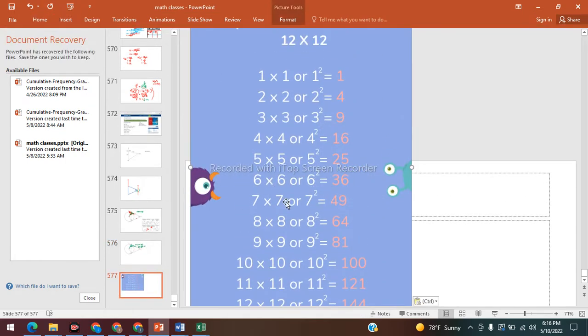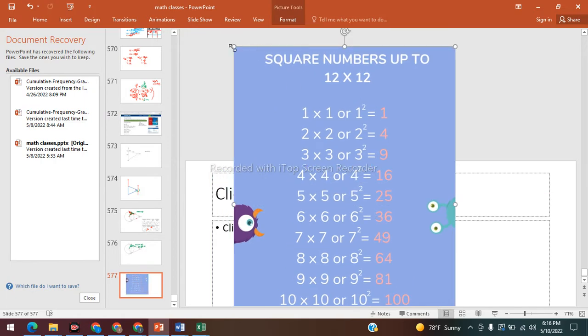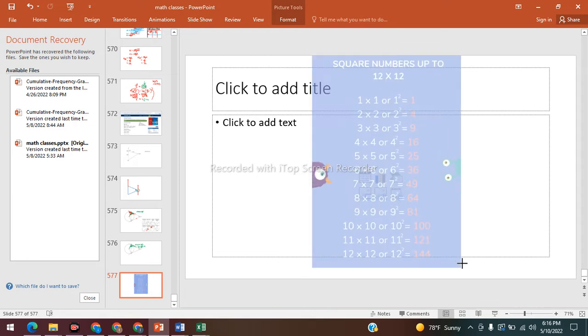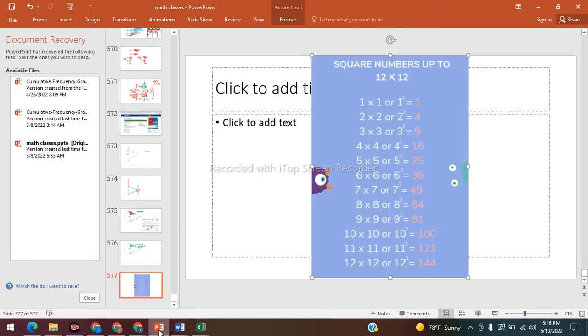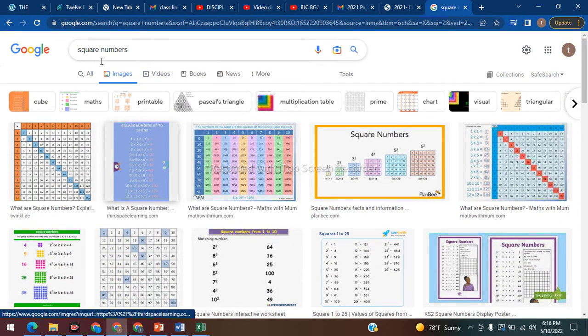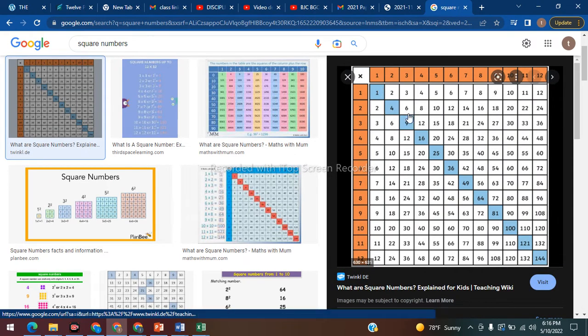Cube numbers, anyone know what cube numbers are? What do you think cube numbers would be? The number by itself 3 times. So it'll be like 2 times 2 times 2, that's 8. So you need to know your square numbers, and you need to know your prime numbers. Prime numbers would be like 2, 3, 5, 7, 11. Stuff like that. Now your cube numbers.